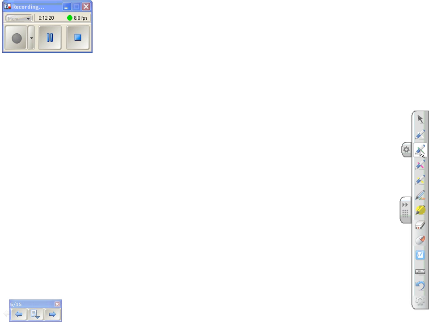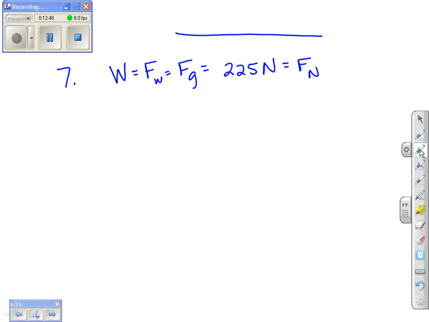Number 7 says a child loves to slide across a very waxy living room floor in his socks. And the child has a weight, so that is a force. So we can say weight, or we can say FW, or we can say FG. All of those would be true, and that is 225 newtons. Now, since it is a flat floor, this is also equal to our normal force because we have a kid sliding across the floor. Okay, and this would be their gravitational and normal force.